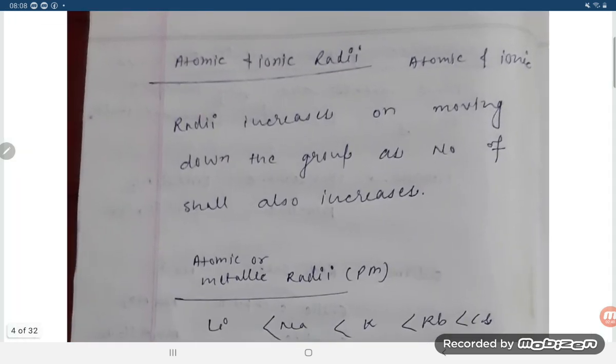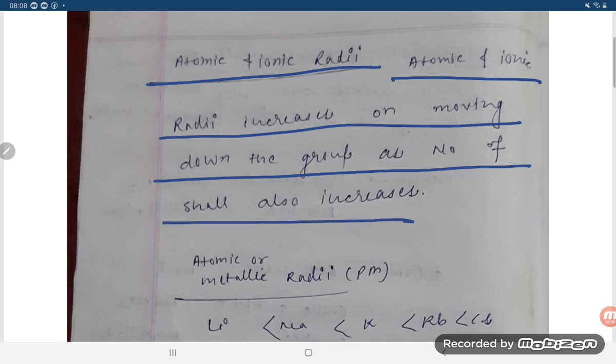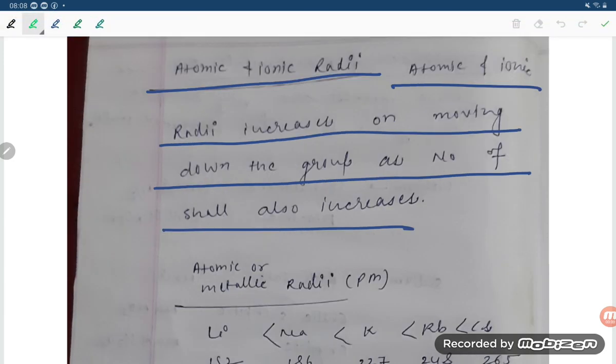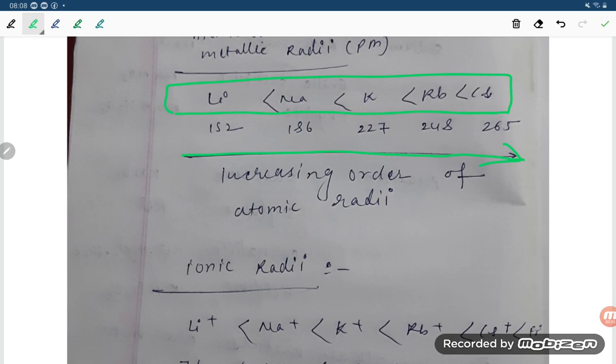Now let us move on to the atomic and ionic radii. Atomic and ionic radii increase on moving down the group as the number of shells also increases. Right, students? So see lithium, sodium, potassium, rubidium and cesium. If you move down, what is happening to the radii, students?